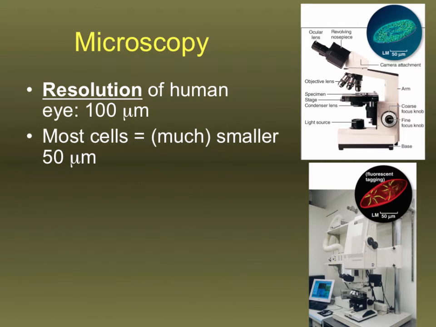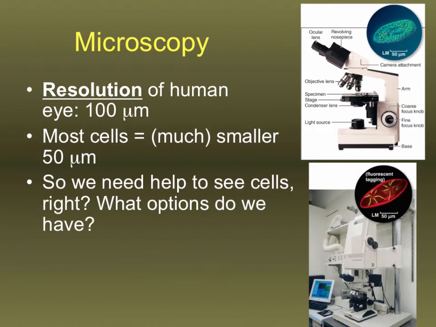Now, most cells, and there are exceptions here, are going to be typically quite a bit smaller even than 50 micrometers, half the resolution of what the human eye can actually do. So we have to have help to see cells. Cells are too small for the most part to see without some sort of help.